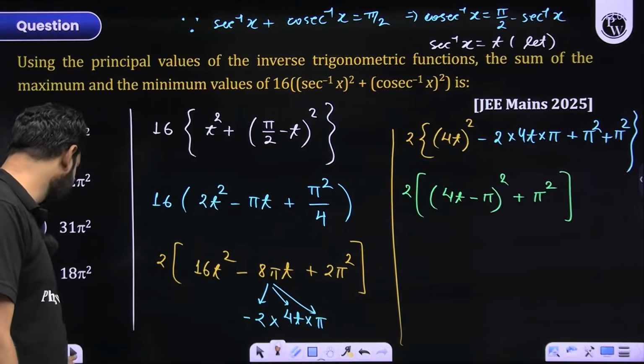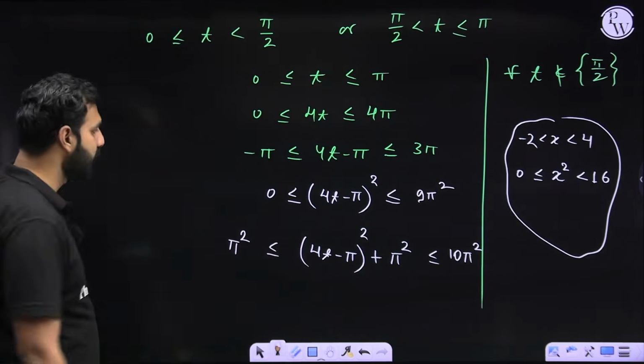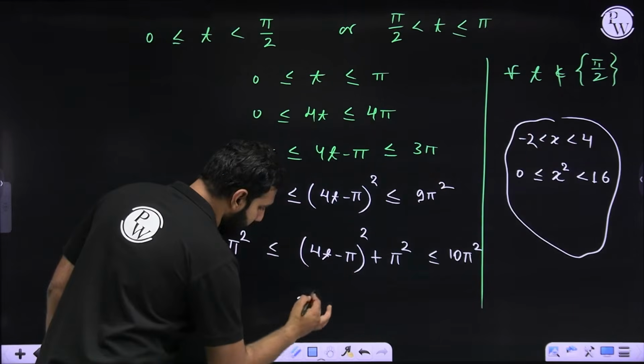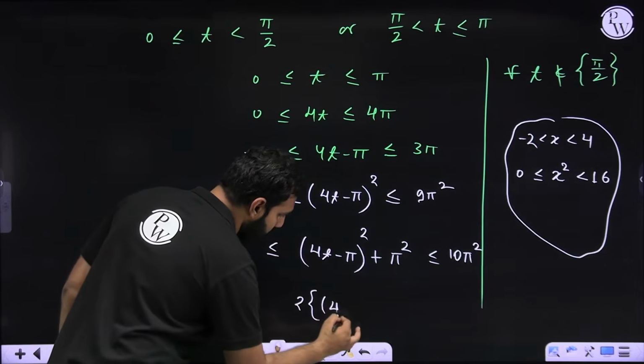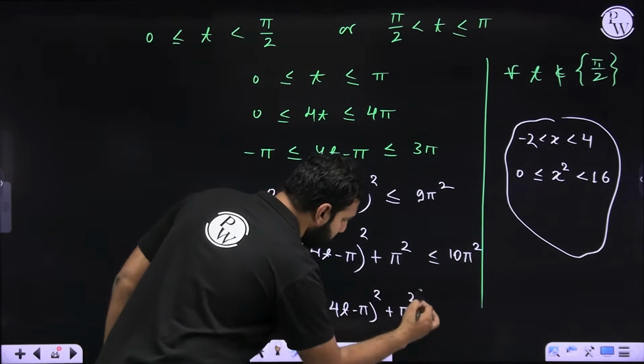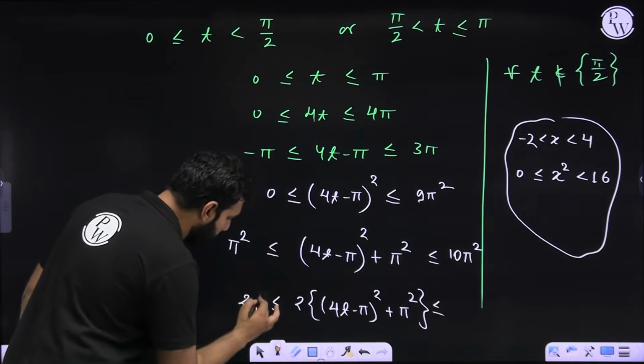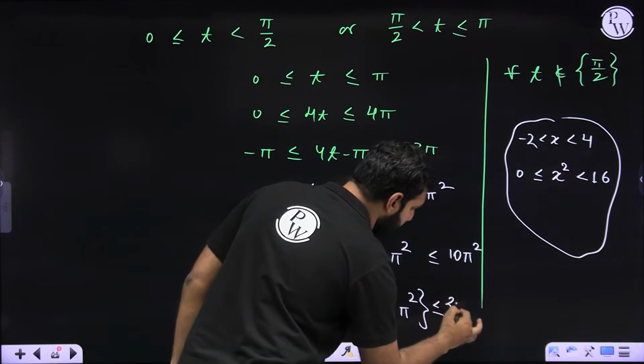Now what I'll do next is multiply all three sides by 2. So when you multiply all three sides by 2, in the middle you have 2 times the whole of (4t minus pi) whole square plus pi square. And on the sides, it is going to be 2 pi square, and this is going to be 20 pi square.